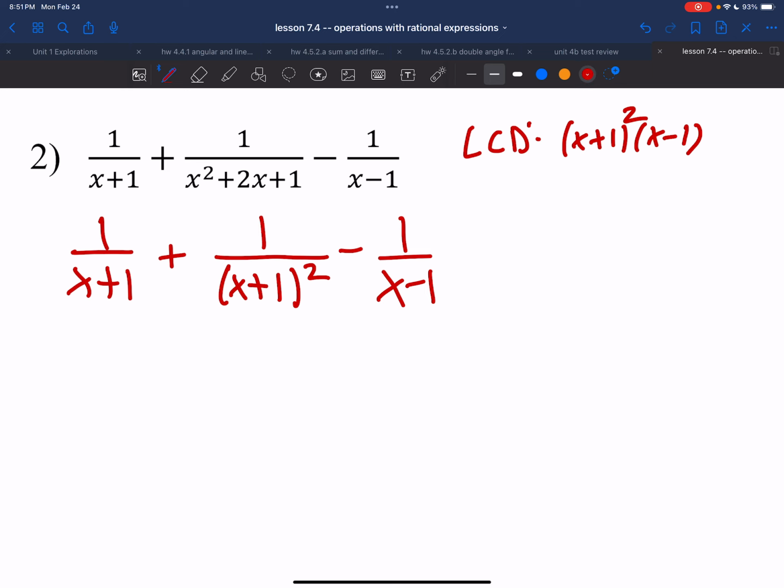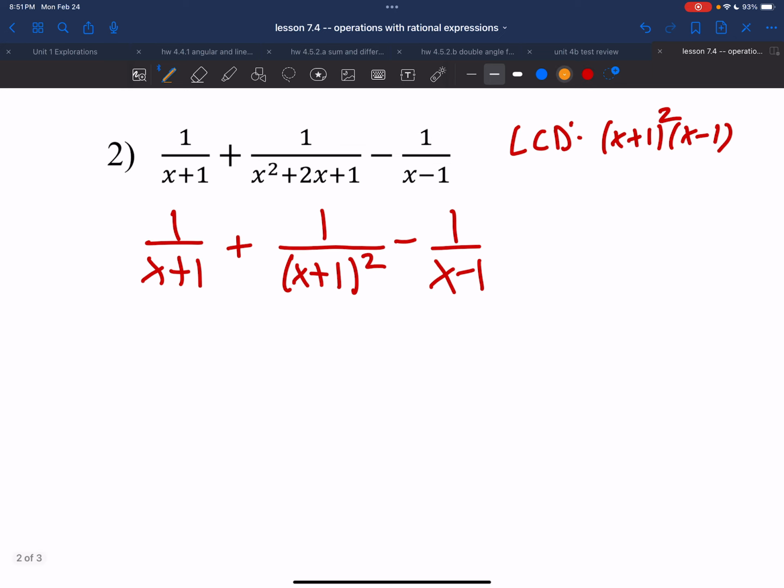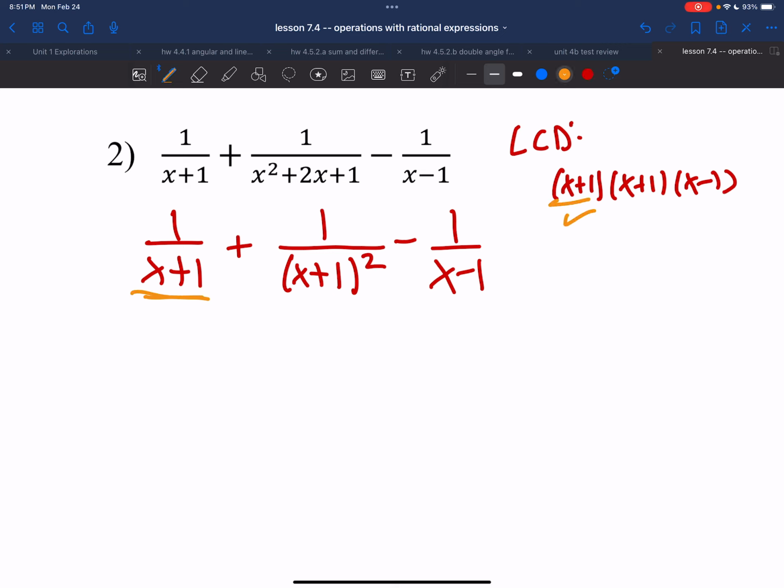Now, if I put this together, the 1 over x plus 1, right? This guy. I'm actually going to rewrite the LCD for you to help you out a little bit here. X plus 1, another x plus 1, and then an x minus 1. That's your LCD. You have an x plus 1. What you're missing is an x plus 1 and an x minus 1. So in the numerator, you need x plus 1, x minus 1 times the 1. Denominator, same thing.